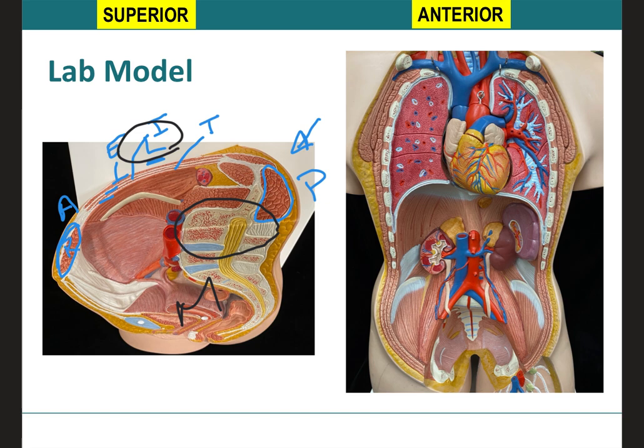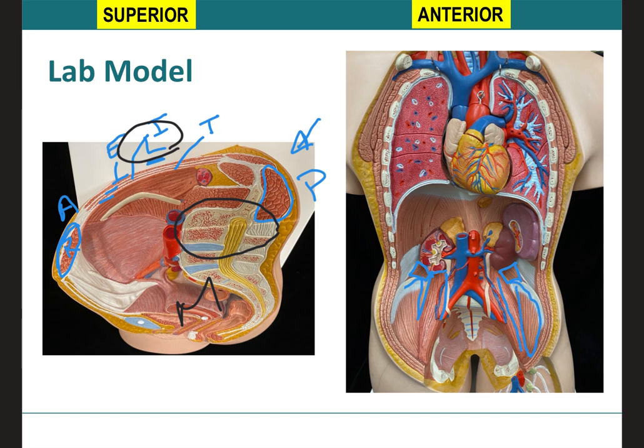Now let's go back to this other model on the right, and then we can go back to the model on the left. Here you can see your psoas major. This would be your iliacus on this side. And the little square in the lumbar region will be your quadratus lumborum. So quadratus lumborum, psoas major, iliacus.